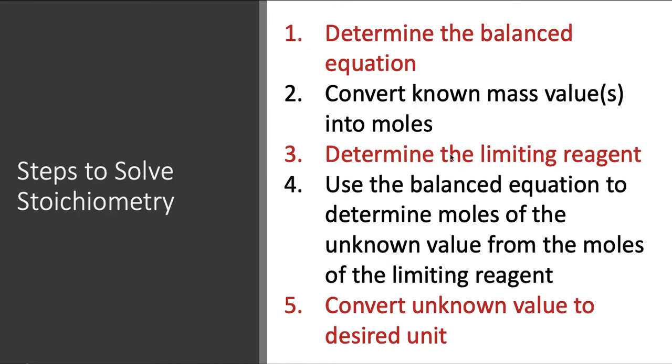Once you determine that, you can balance the equation, use the balanced equation to determine the moles of the unknown quantity that you want from the moles of that reactant that will run out faster. And then lastly, if it asks you to calculate not only the moles of the unknown value, but a mass in grams, you can then convert those moles back to grams by using the molar mass of that compound.